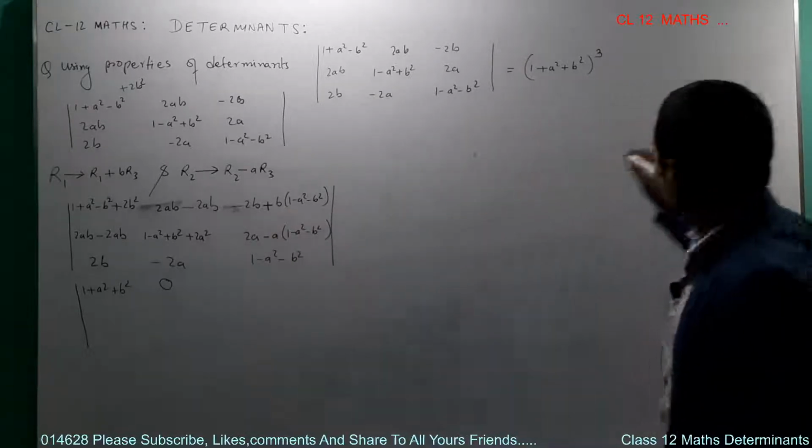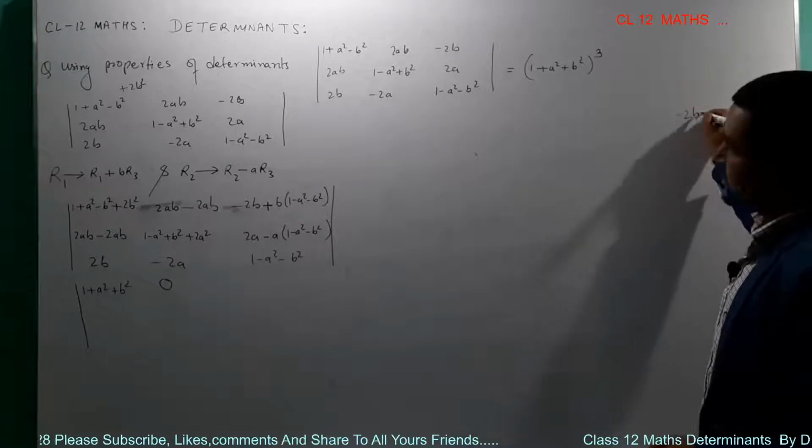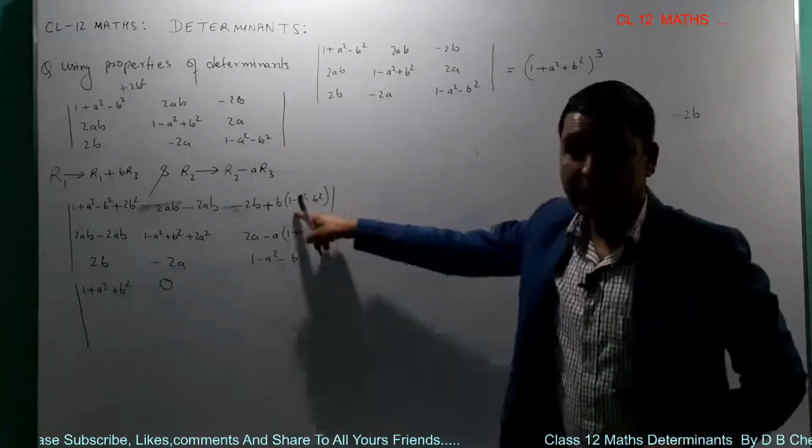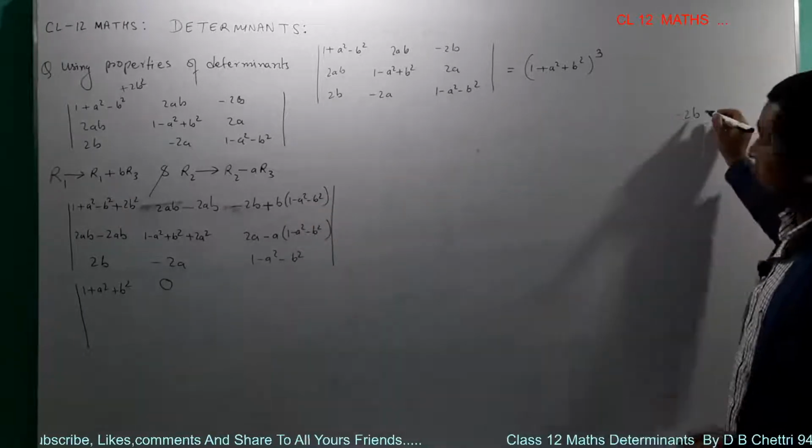Minus 2b, then take this b and multiply to the whole term.